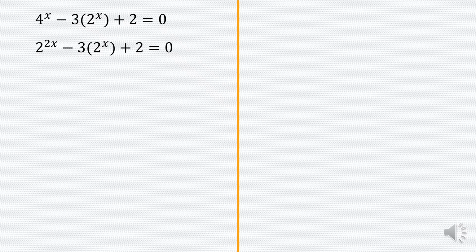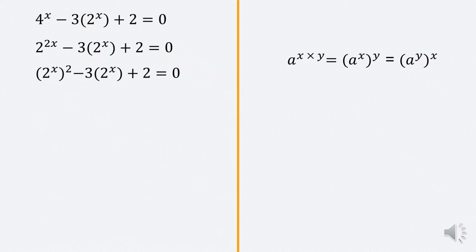The next thing we'll do is to use this rule to change 2^(2x) to (2^x) all squared, right? So that's how our equation looks like now. The next step is to replace 2^x with a variable, and we're going to use u. So let u equal 2^x. So now our equation becomes u squared minus 3u plus 2 equals 0.